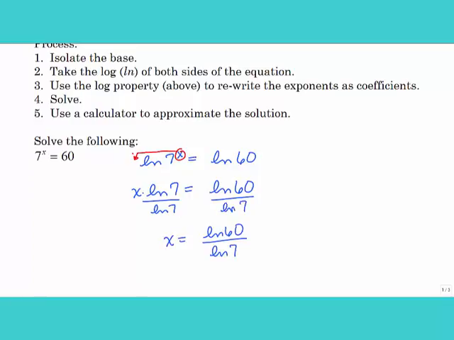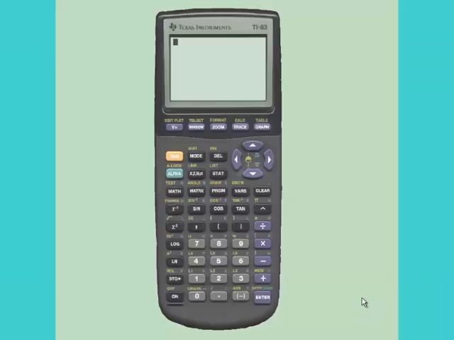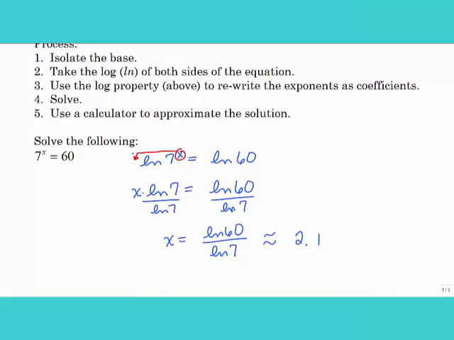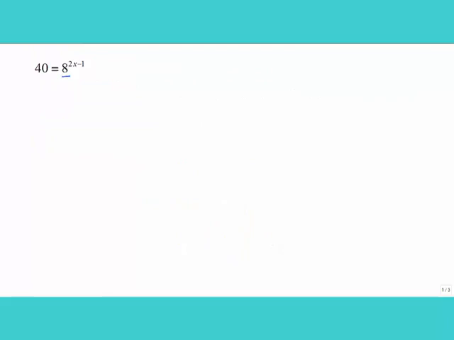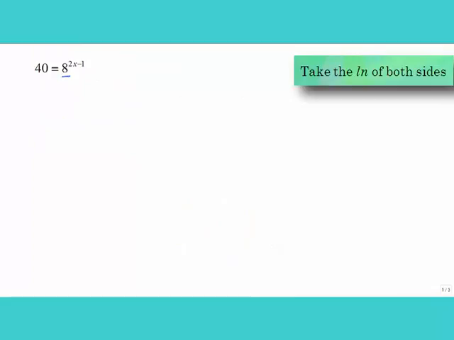This is the algebraic answer, but let's get a decimal approximation. Be very careful about the parentheses on your calculator. Here, the base of 8 is isolated. We take the natural log of both sides.